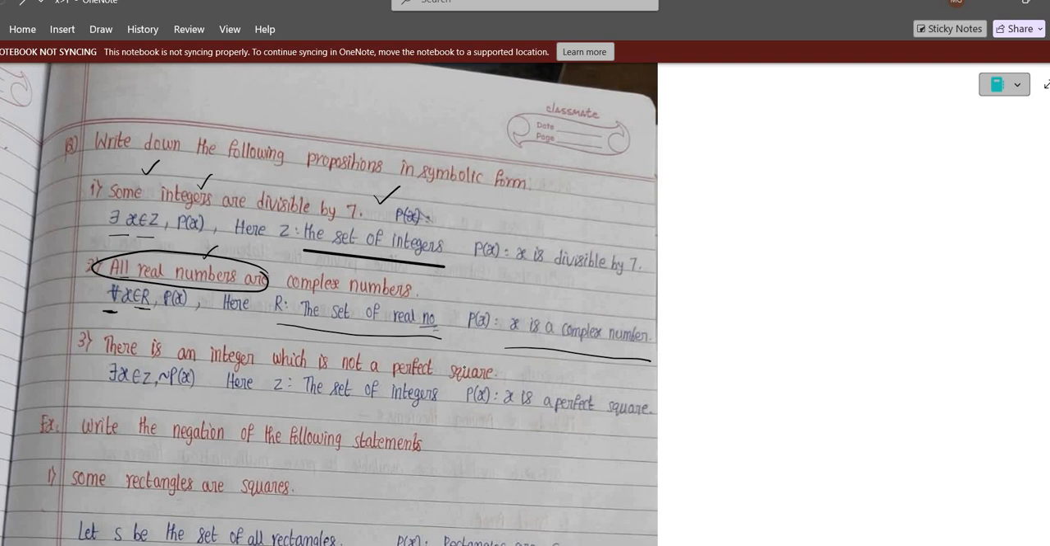Third question. There is an integer which is not a perfect square. So "there is" is there. Instead of "there is," I am writing "there exists." Integer is there. That's why x belongs to capital Z. "Not" is there. That's why negation of p of x. I need p of x. P of x is now x is a perfect square. Not means negation of p of x. Z indicates integers.